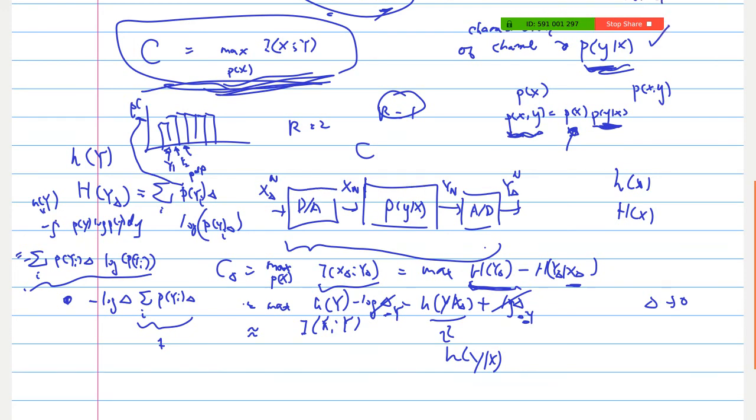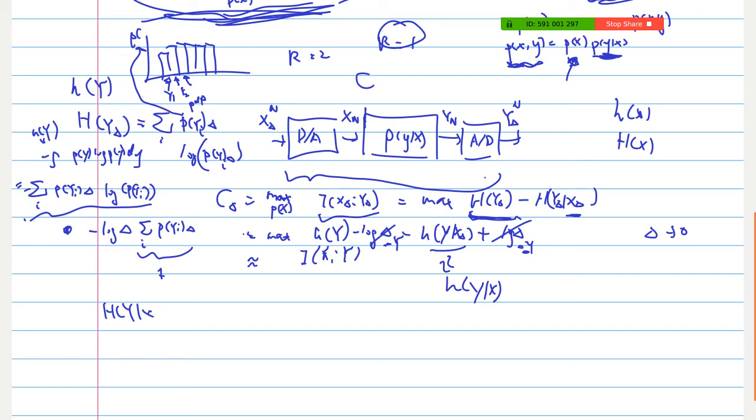Now for h(Y given x), you can do exactly the same argument. You start with h(Y given small x). Y given small x is just a parameterized distribution with x, so you're saying h(Y given X equal to small x). For this, the precise same argument applies, so it's equal to h(Y given small x) minus log delta. Do you agree with that? Because this is doing nothing, I'm just parameterizing the distribution of Y here.